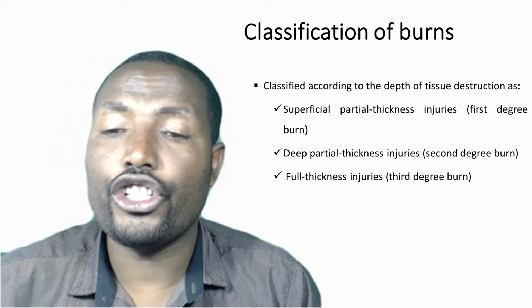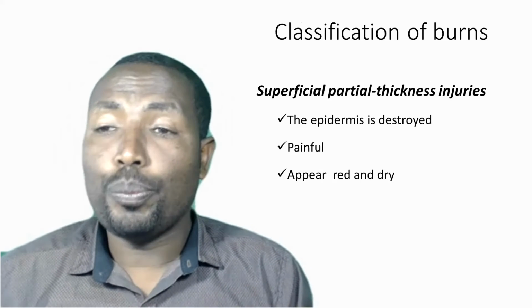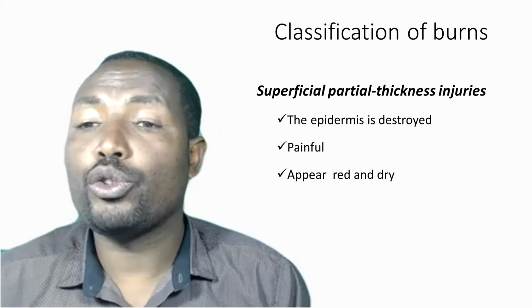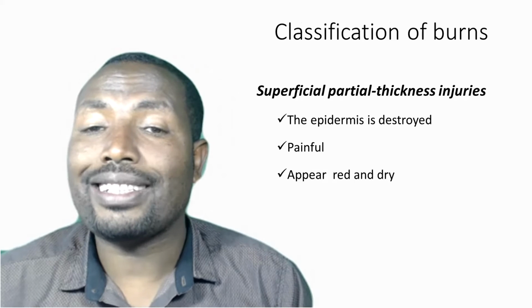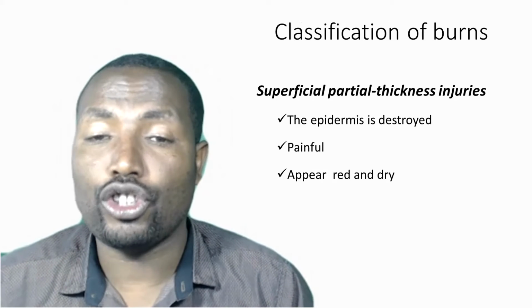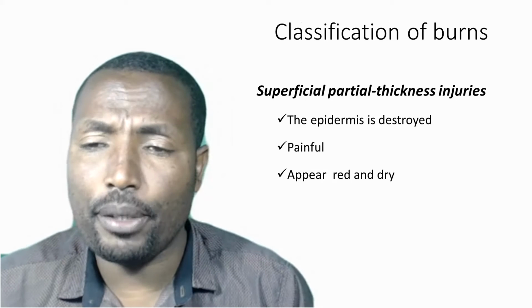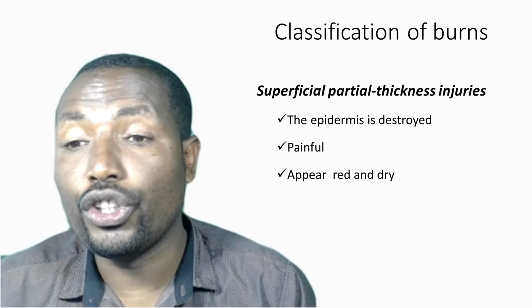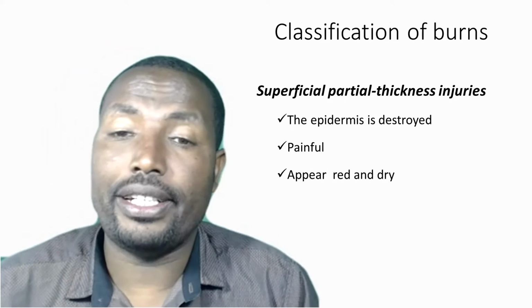Let us see them one by one. Superficial partial thickness injury is when the epidermis is destroyed. So in this case, only the epidermis is involved. It is very painful, and the wound appears red and dry.